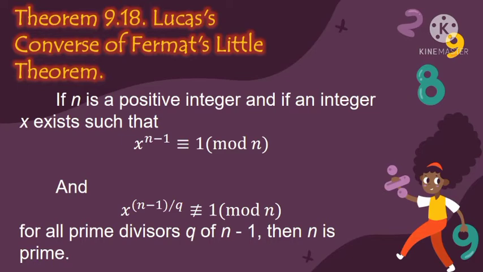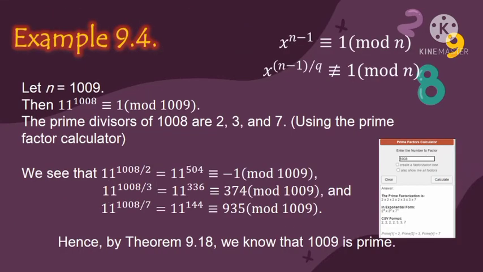We will further understand the Lucas primality test with a given example. Example 9.4 for the Lucas primality test. As you can see on the upper right corner of this video, you will see the two modular equations of the primality test of Lucas for us to be guided with this example. Let n equal 1009. Then 11 raised to 1008, because n minus 1, or 1009 minus 1, is equal to 1008, is congruent to 1 modulo 1009 by definition.